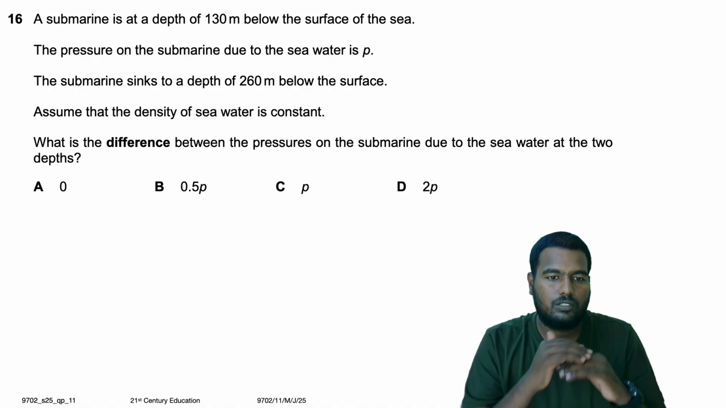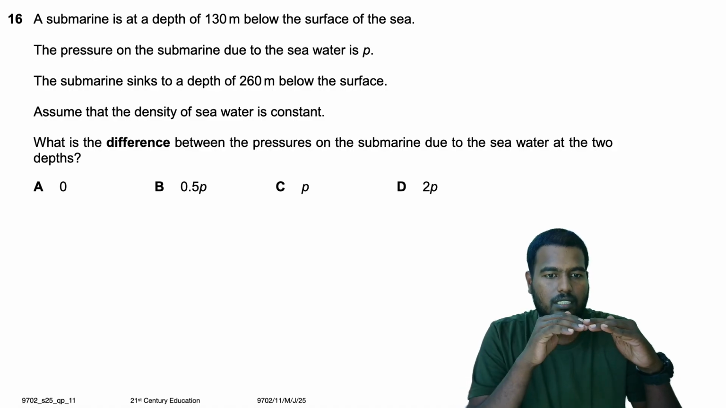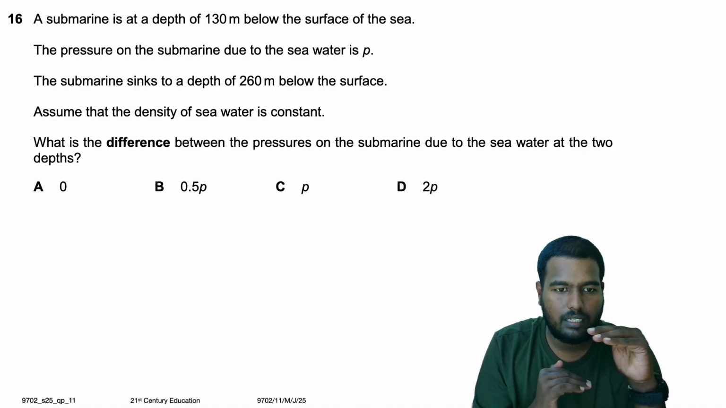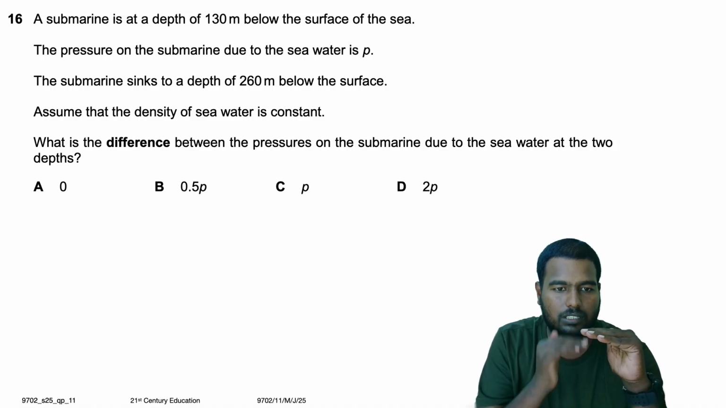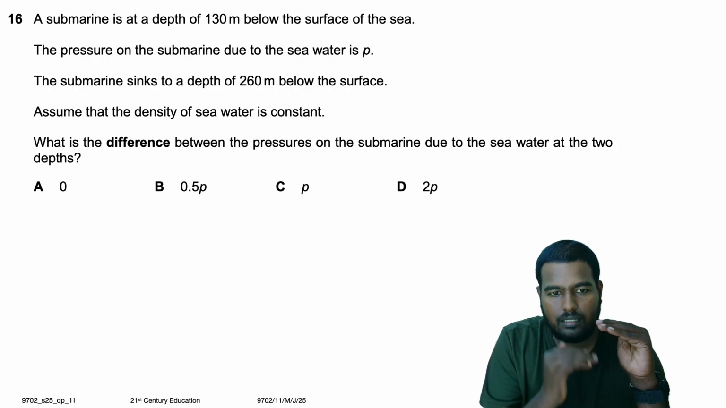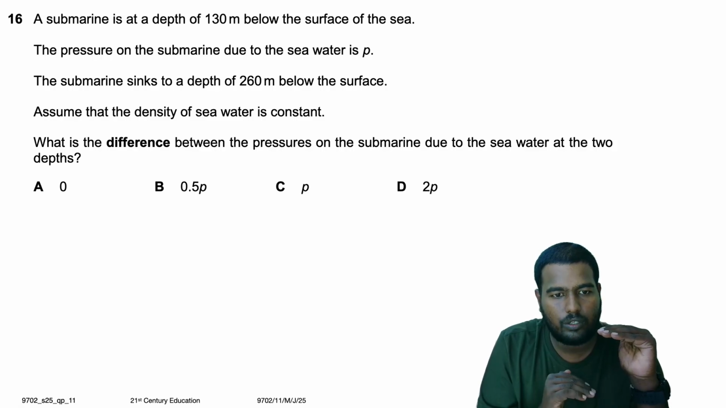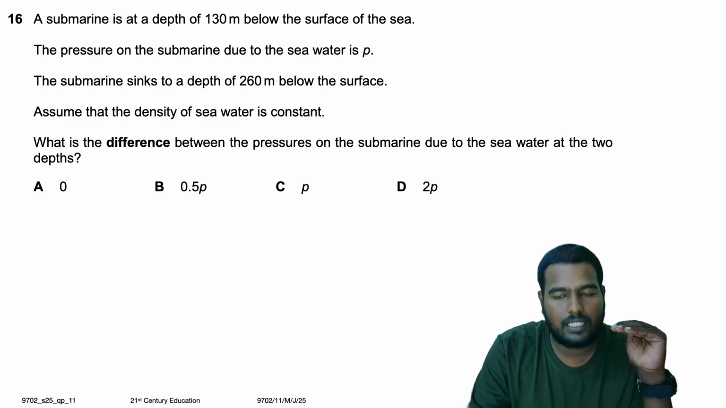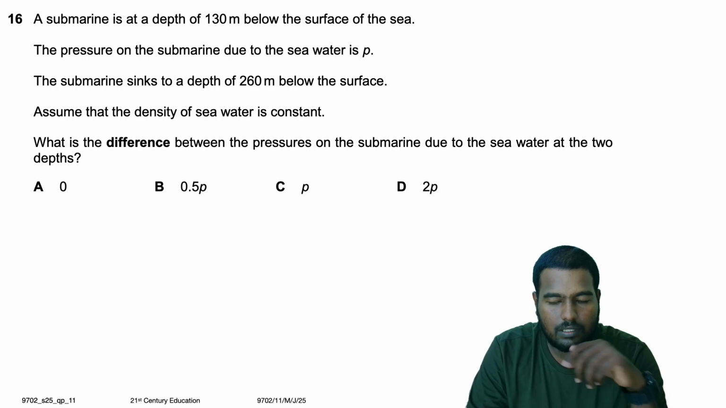Okay, so now this is the surface. At 130 meter, it's P pressure. In another 130 meter, it will reach some pressure. So what is the difference? Just by looking, we can tell at 130 meter it's P. Another 130 meter, it's going to be 2P. The difference between second and first is just P. So option C is the answer. But we will solve it mathematically.